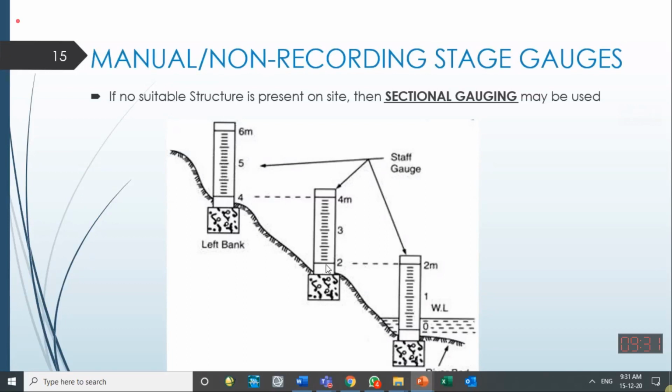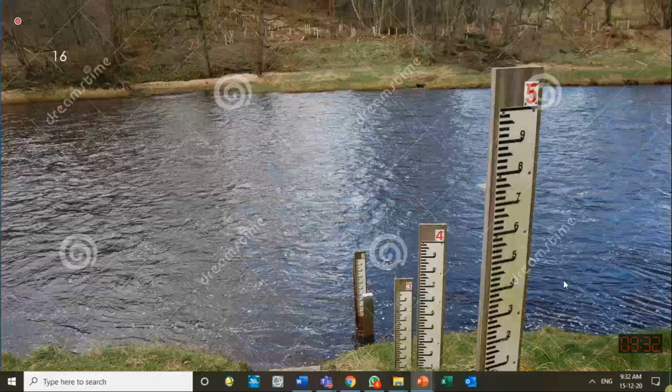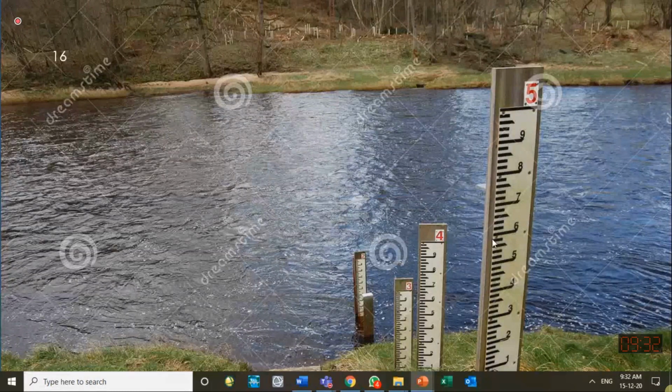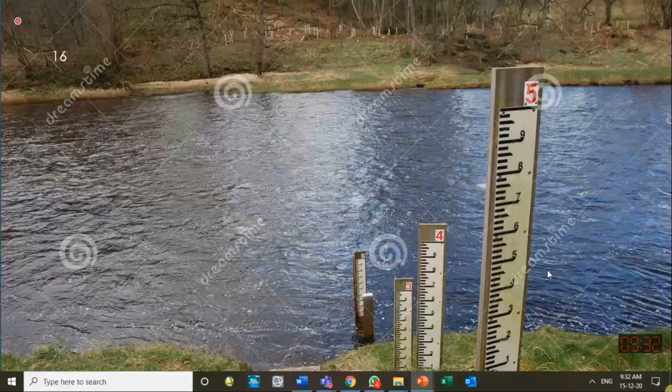2 meter over here is 2 meter over here. 4 meter over here is 4 meter over here. So if we want to install another staff over here, its 6 meter will start from here and go up. So all of them are linked to the same reference surface or same datum point. So here is the actual installation of sectional staff gauges, 1, 2, 3, 4, 5, and so on. There can be many. These are good when there is a huge variation of water depth from the lowest water level to the highest water level. Then sectional staff gauges are required.